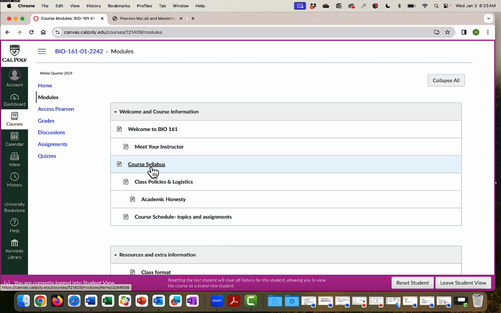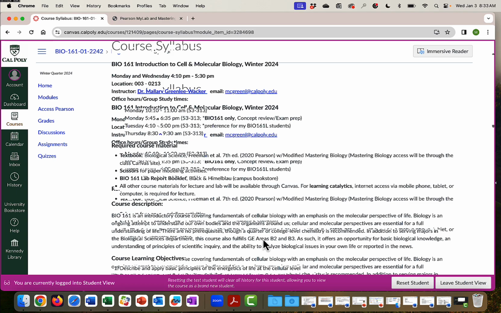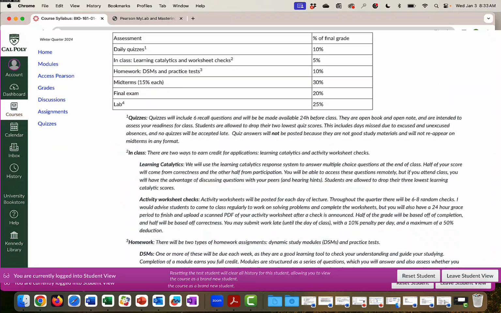So let's briefly click on this course syllabus link. In this course syllabus, you'll find, again, my email, office hours, required material for the course, a description, and then if you scroll down here, these are the assessments for the course and how those assessments contribute to your final grade. Daily quizzes are worth 10%, learning catalytics and worksheet checks are worth 5%, and the homework and practice tests are worth 10%. And then midterms, final exam, and the lab make up the rest of your grade.